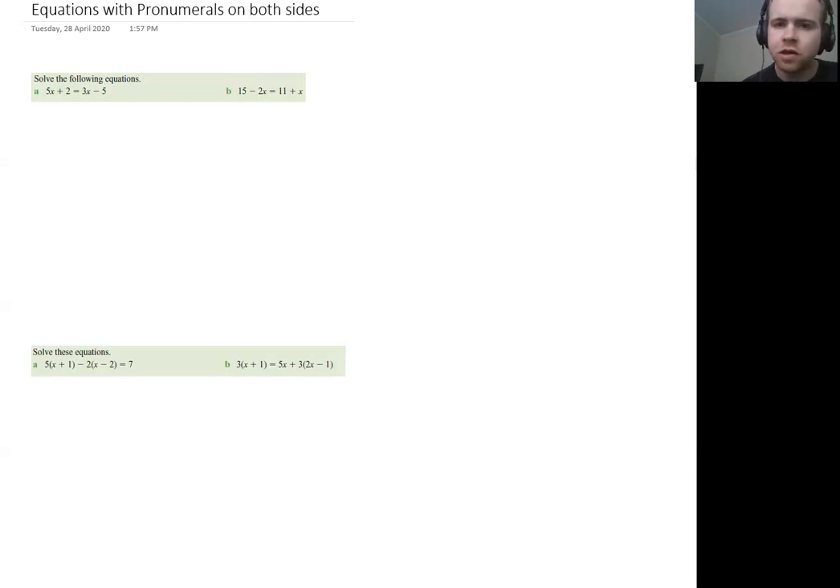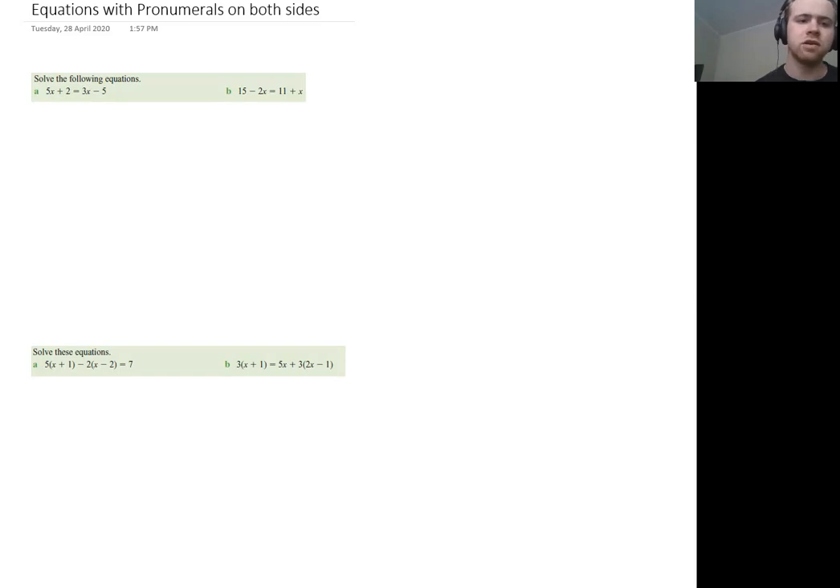All we have to do first is get all the pronumerals on the same side, and then we can go about finding it on its own. We can also at the same time get everything else to the other side. So you're going to end up with one side of the equation with just that pronumeral, and then the other side of the equation with everything else. That's how we're going to go about solving these.